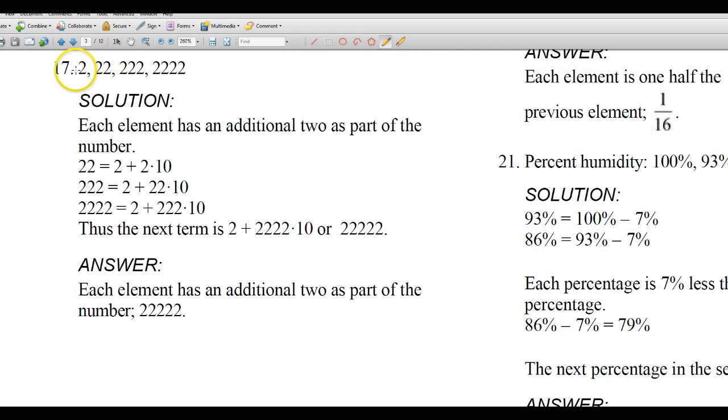For number 17, we have 2, 22, 222, 2,222. So we can see pretty easily here that each element has an additional 2 as part of the number. So this is our conjecture. Based off of this conjecture, then the next number, well, just add another 2 to it. So we have 22,222.